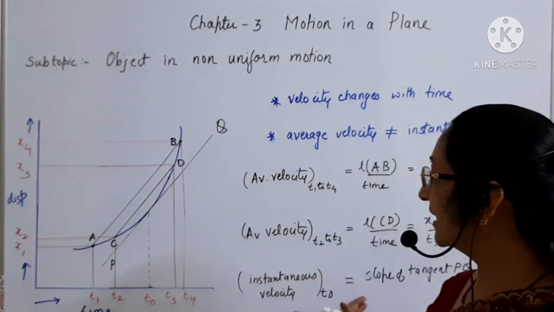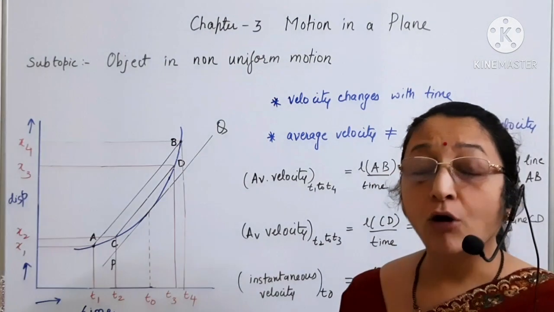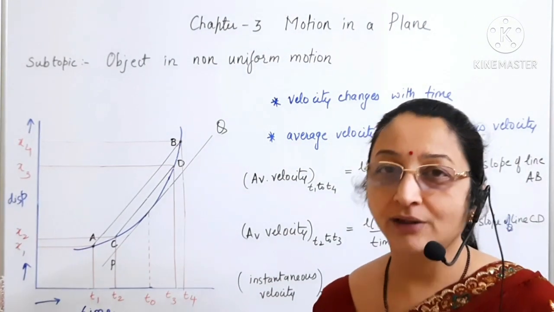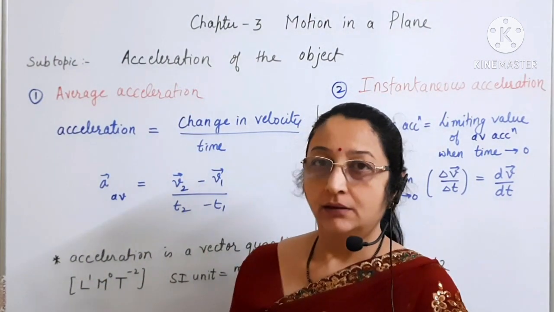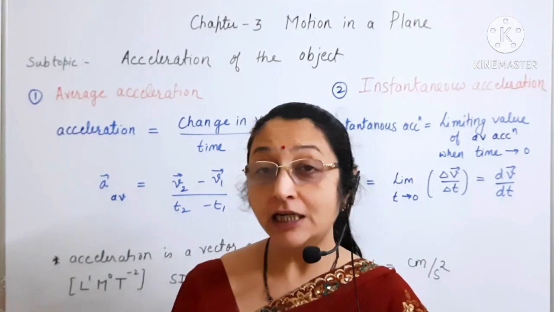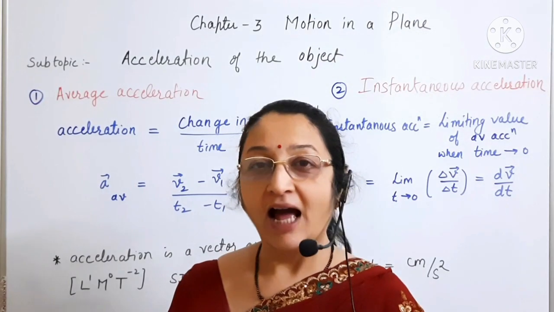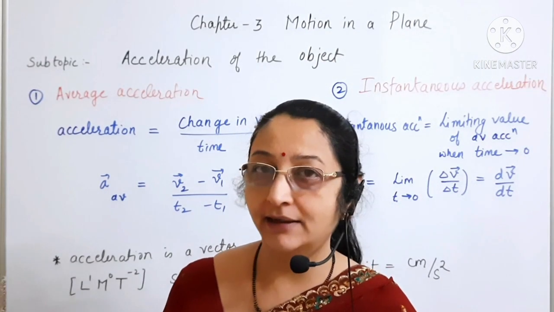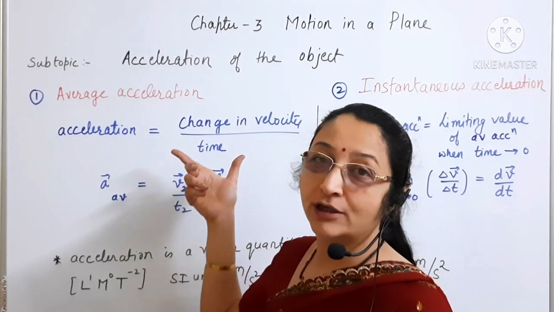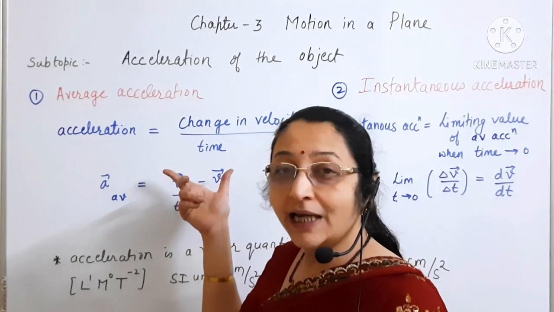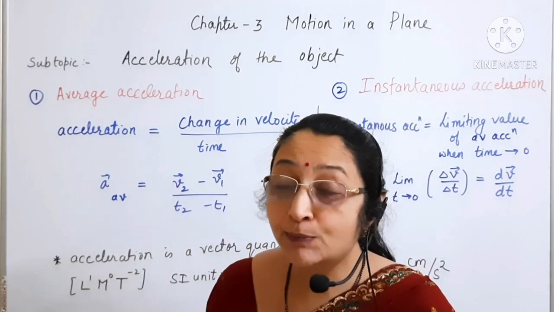So this is the instantaneous velocity and this is the average velocity of the particle, or the object, which is in non-uniform motion. The next point is the acceleration of the object. Now since the velocity of the object is changing, either increasing or decreasing, it will naturally have an acceleration or deceleration. That is, acceleration is the change in velocity with time, or the rate. Acceleration is the rate of change of velocity with respect to time.